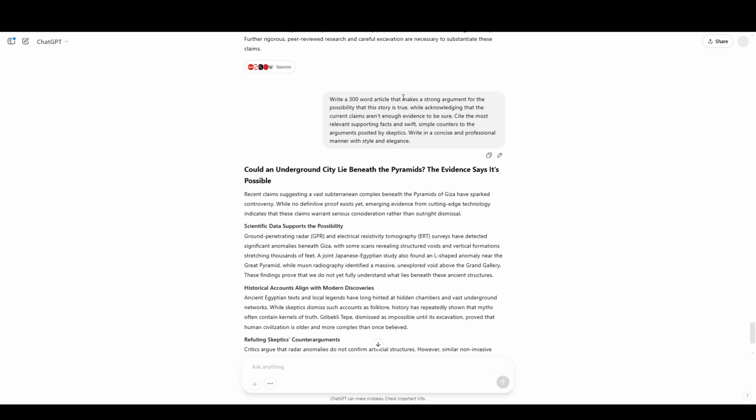And then the last prompt that I used in both cases was, write a 300-word article that makes a strong argument for the possibility that this story is true, while acknowledging that the current claims aren't enough evidence to be sure. Cite the most relevant supporting facts and swift, simple counters to the arguments posited by skeptics. Write in a concise and professional manner with style and elegance.